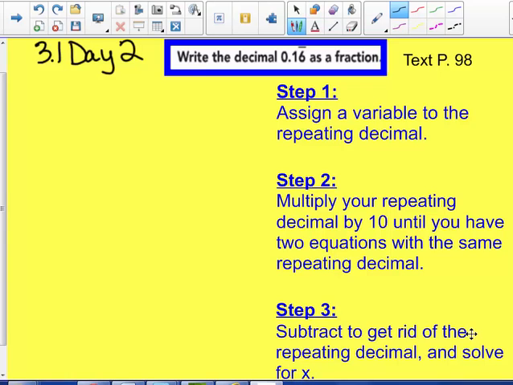So today it is equation solving. We're going to be changing repeating decimals to fractions. Yep, it's in chapter 3 in your book. You can see here, text page 98.